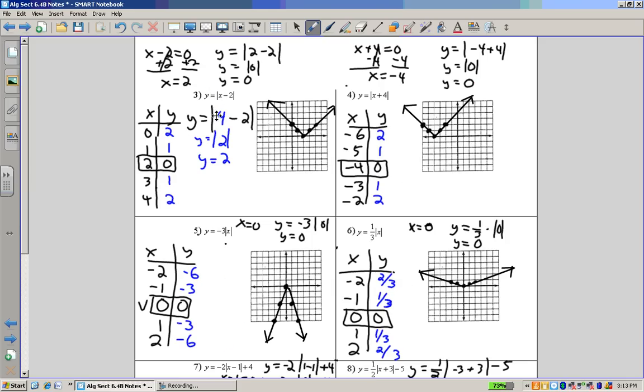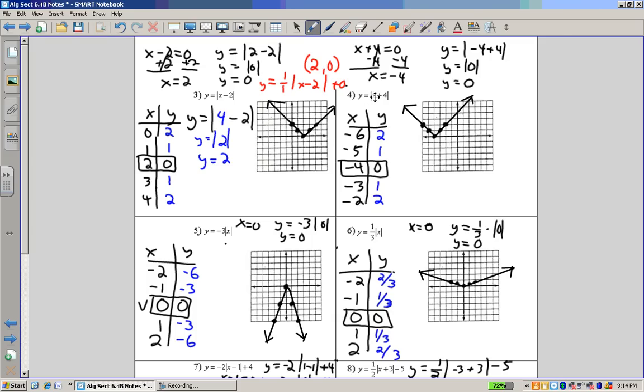Number 3, you see I could write this as y equals 1 over 1, absolute value of x minus 2 plus 0. Now you have to actually take the opposite of this. So the vertex is going to be the opposite of this, which is positive 2, and then 0. So 2, 0. To the right of that vertex, I rise 1, run 1. And then match it going the opposite direction.